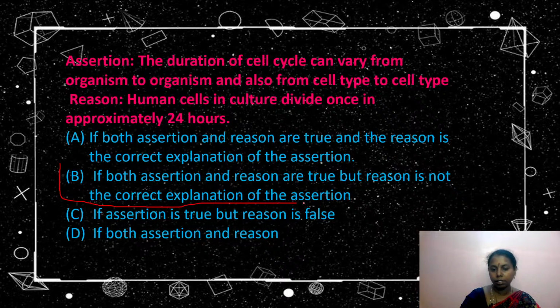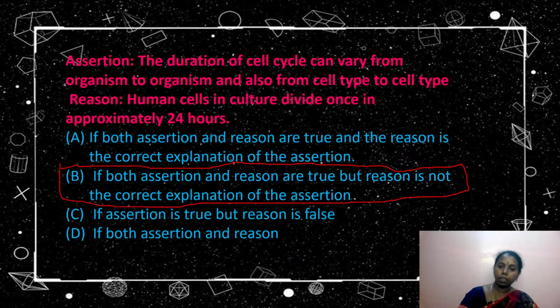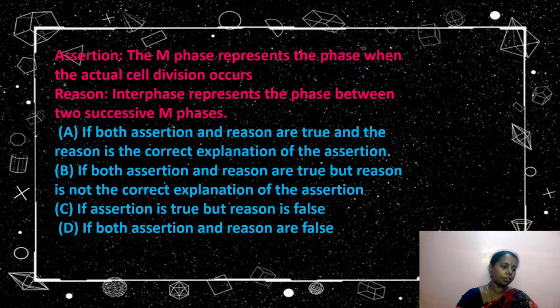As you know, skin cells divide every 24 hours, but liver cells may take a different time. Bone cells may take a different time. Yes, the statement is correct. And of course, human cells in culture dividing every 24 hours is also correct. So both are correct. There is no link. So B is the correct answer. Let us proceed to the next assertion and reason.